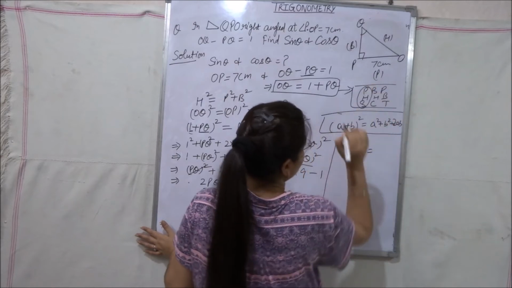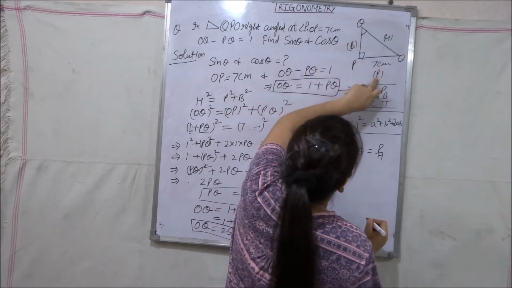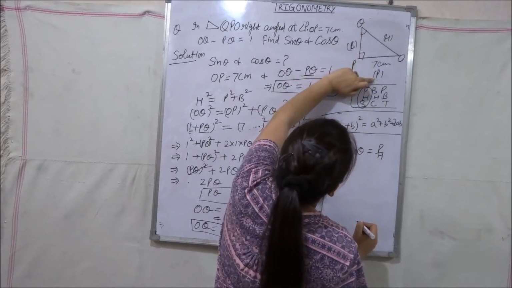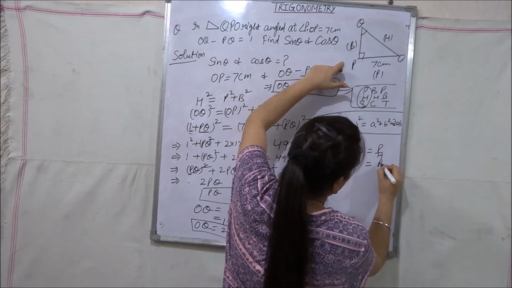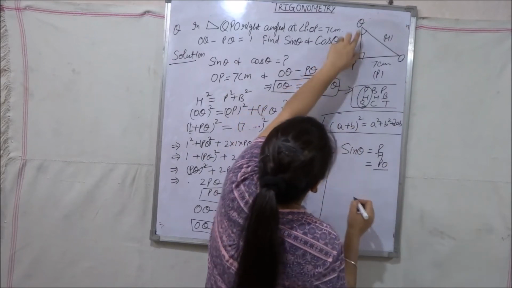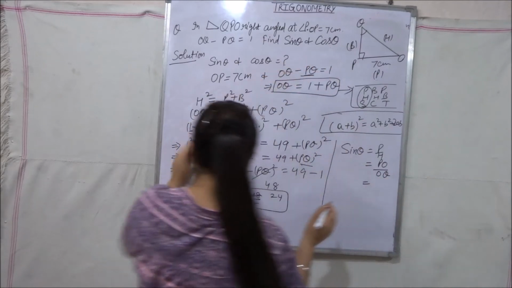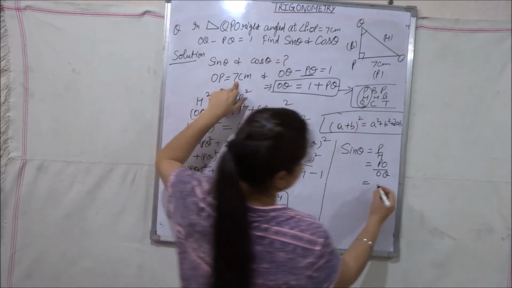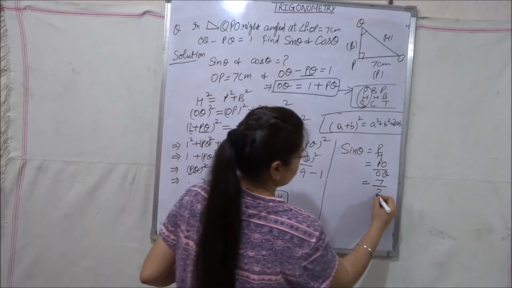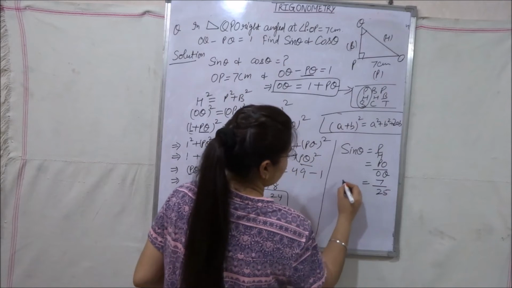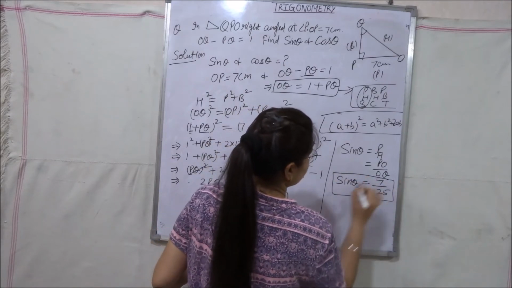So that is P upon H. According to the Q angle, RP is OP. So OP or PO is the same thing. Hypotenuse is OQ. So value of OP is 7. It is given to us. And value of OQ we had calculated, that is 25. So sin Q is 7 upon 25.